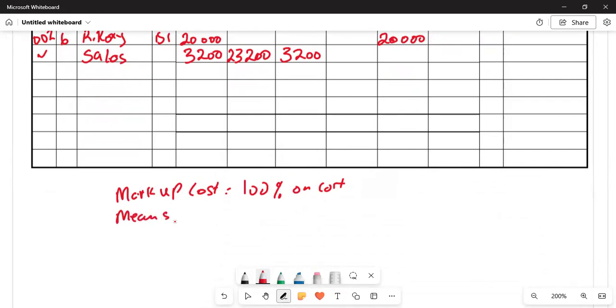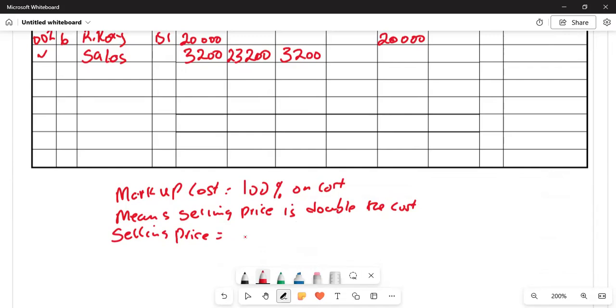This means that a selling price, it means selling price is double the cost. Is double the cost. So it means that mathematically we are going to say selling price is equal to cost plus 100%.